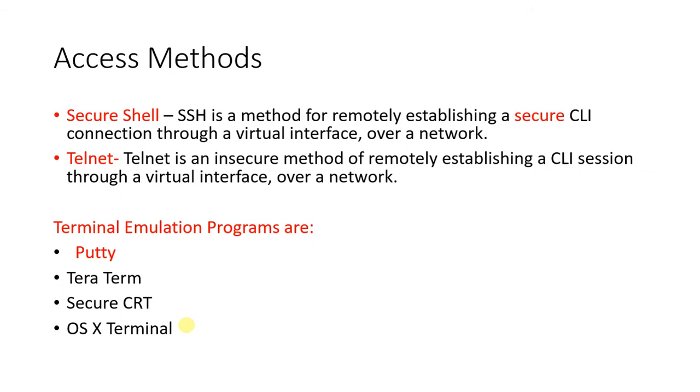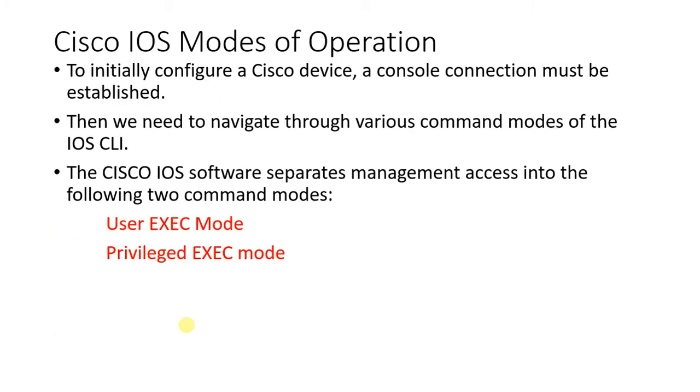As we discussed, there are three different access methods: console, secure shell, and telnet. We'll be learning more about all these methods in our lab sessions. Cisco IOS modes of operation. To initially configure a Cisco device, a console connection must be established, as we already saw in the console access method. After that, we need to navigate through various command modes of the IOS CLI.